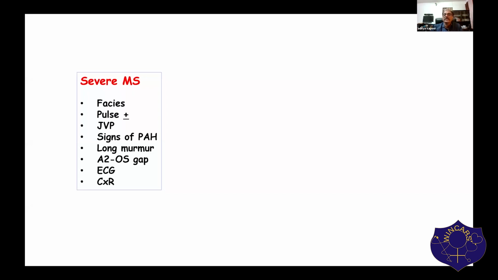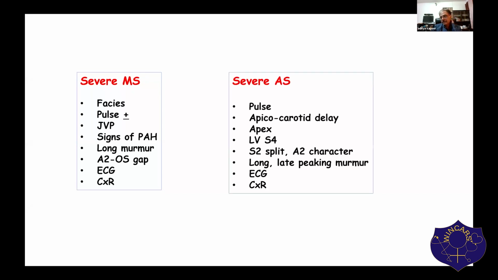So I'll finish off with severe MS. Important signs: facies, pulse is plus minus according to me, JVP, signs of pulmonary artery hypertension, whether auscultable or palpable, a long pan-diastolic murmur, the A2-OS gap, and of course the ECG and the X-ray. Severe AS: pulse, radiocarotid delay, sustained apex, LV S4, split of the S2, long late peaking murmur, and ECG and X-ray.